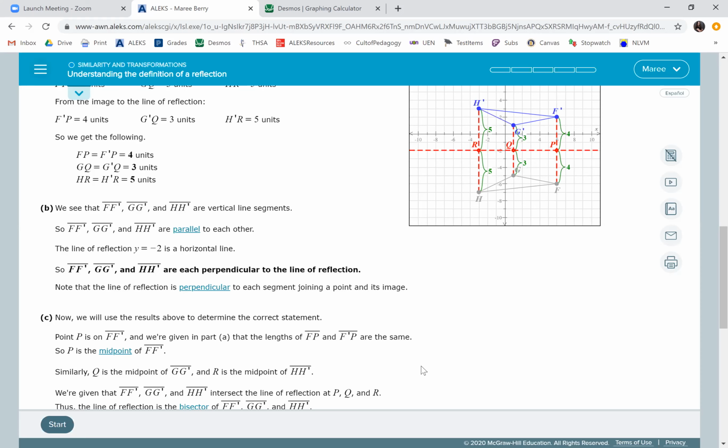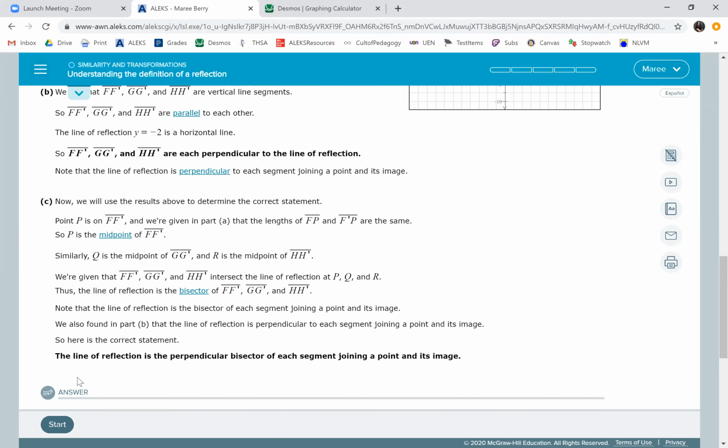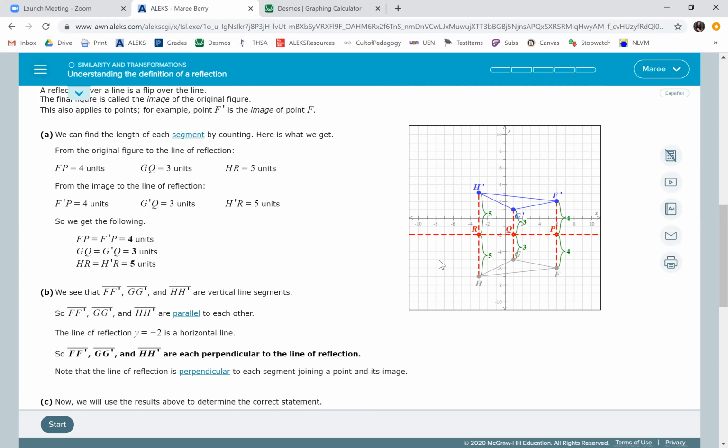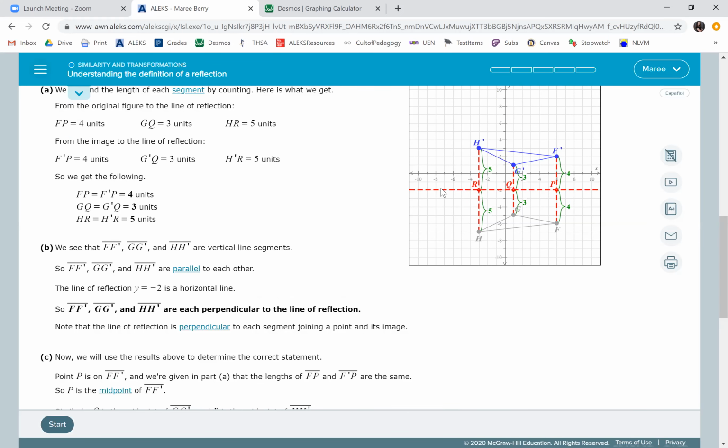Then the last problem, they want you to recognize that the line of reflection is a perpendicular bisector of each segment joining a point and its image. So here's the point H, its image is H prime. This line of reflection is perpendicular to that and it bisects it. Perpendicular bisector means that it's perpendicular to the segment, so it forms 90 degrees, and it bisects it, which means it cuts it right in half. So because there's 5 on each side, it's a perpendicular bisector.